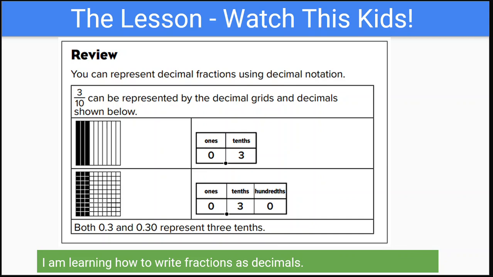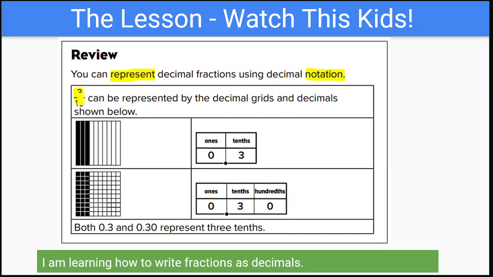It says this today. Let me get my highlighter. It says you can represent decimal fractions using decimal notation. Okay, and notation is just the way that you write something, like taking notes. And represent means you can show it in another form. It could be a picture, it could be in number form, it could be on a number line, something like that, okay? So it says 3/10 right here.